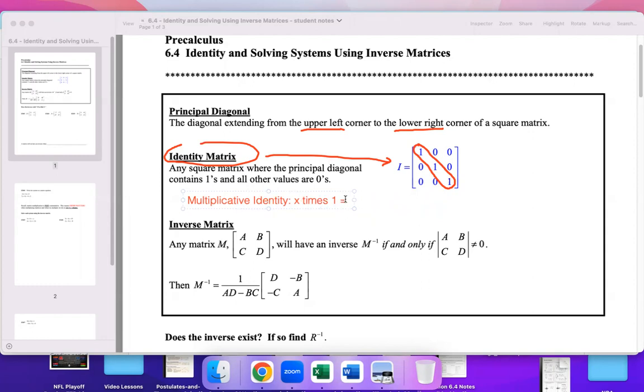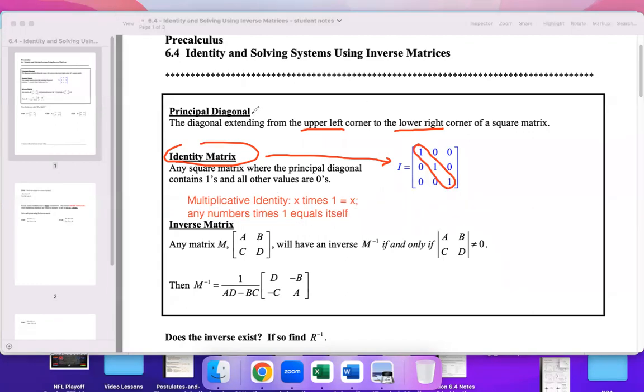So what if I had x times 1? What would that equal? What's x times 1? X. Yeah, exactly. So anything times 1 is always itself. Any number times 1 equals itself. That's called a multiplicative identity. And that's what's happening here.